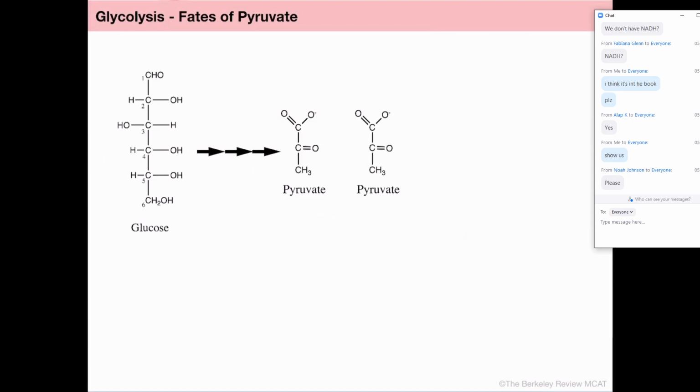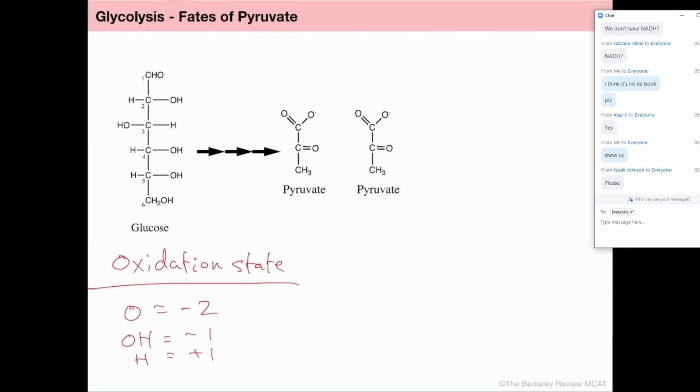So here's your little oxidation state. Right, so oxygen equals -2, meaning like a double bond oxygen. An oxygen in like a hydroxyl group where there's a single bond is -1. A hydrogen is going to equal +1, and a carbon is going to equal 0.